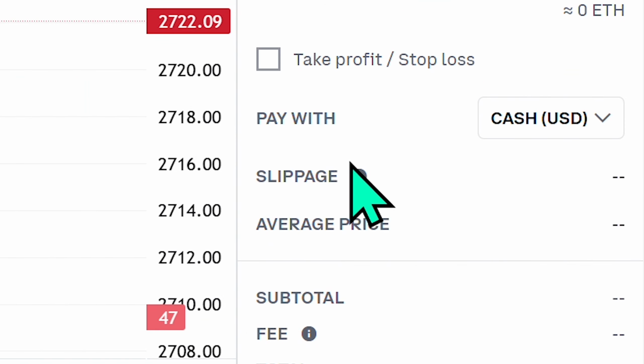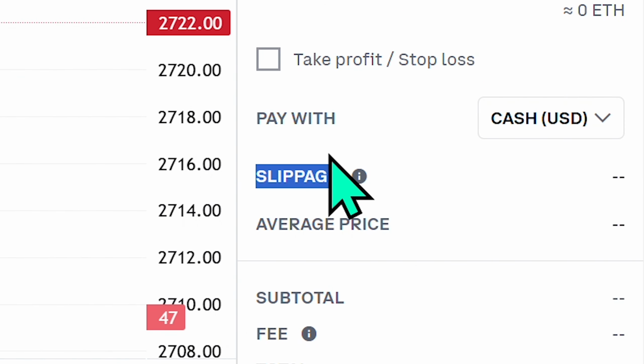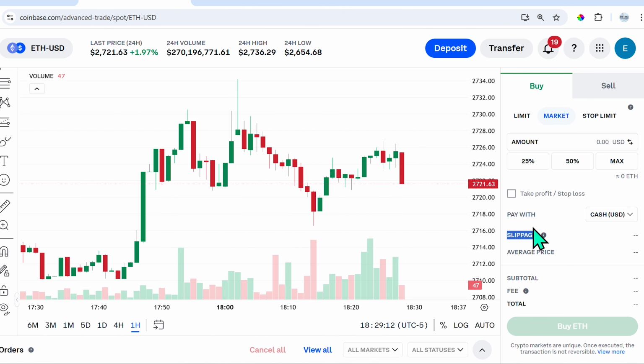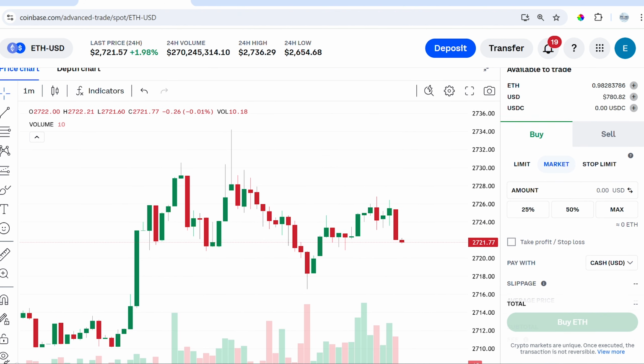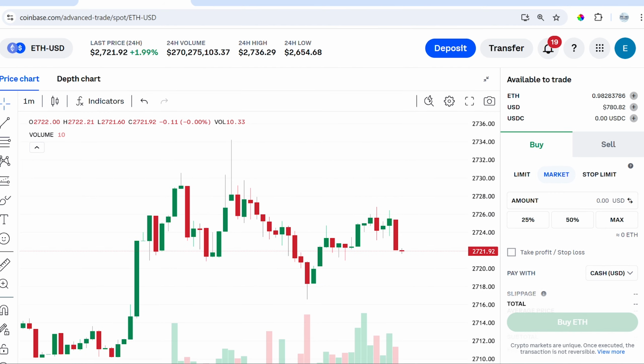So there's even something referred to as slippage, which is important to understand because slippage happens when the price you expect and the price you actually get in a trade are a little bit different. Now, this usually occurs in fast-moving or low liquidity markets. But if you're using Coinbase, the slippage is pretty much zero or less than 0.01% because there's so many people buying and selling on Coinbase all the time.